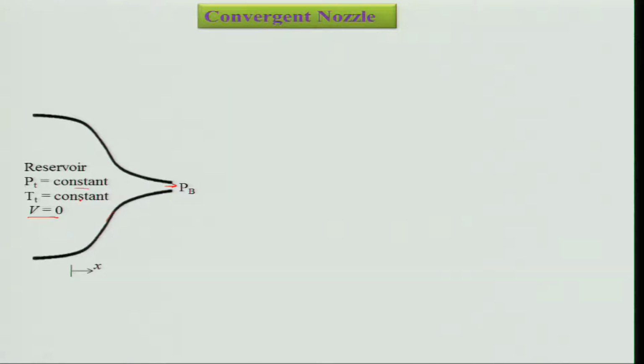That means, if I take A E as the exit and take this area ratio A by A E, then at the reservoir it will be tending towards infinity. Only then it is possible, otherwise not possible, right. By simply applying the continuity equation, one can think about this.